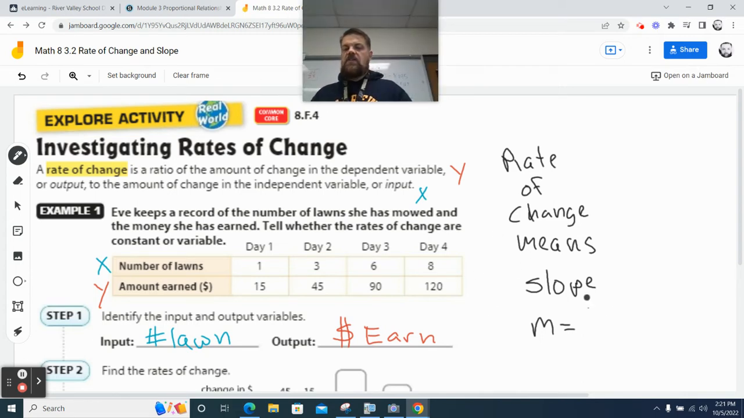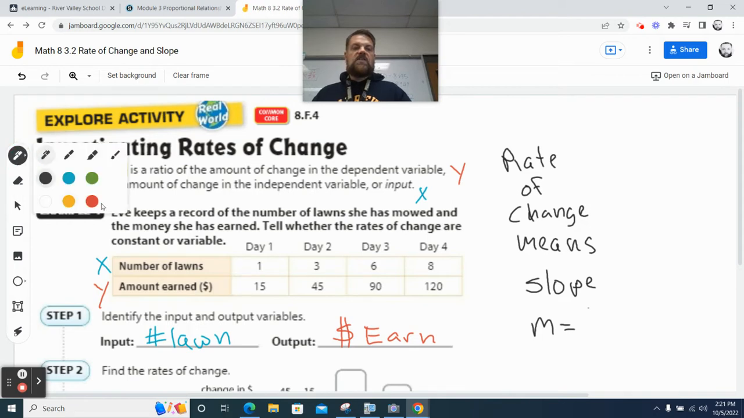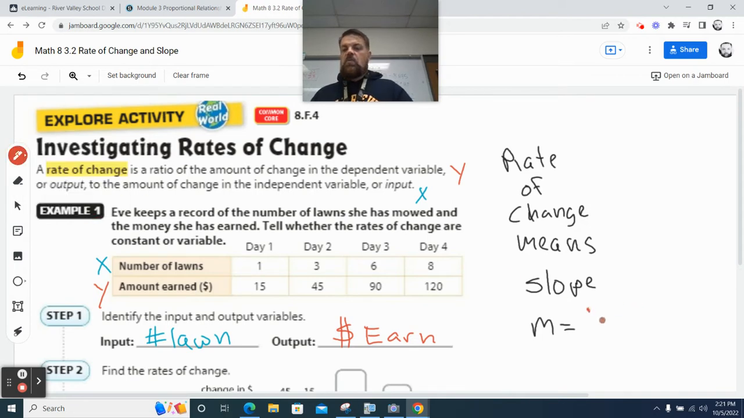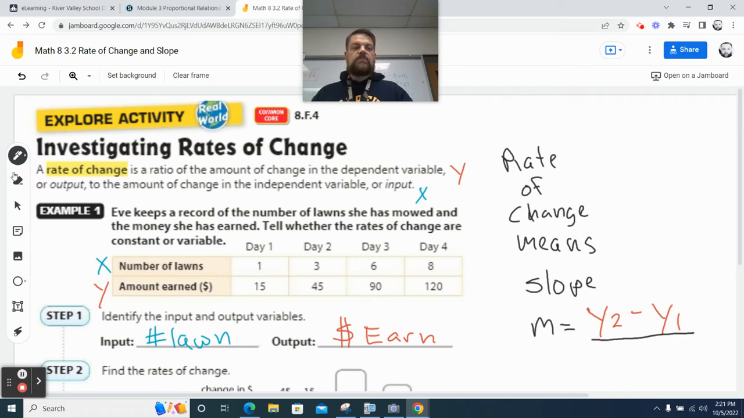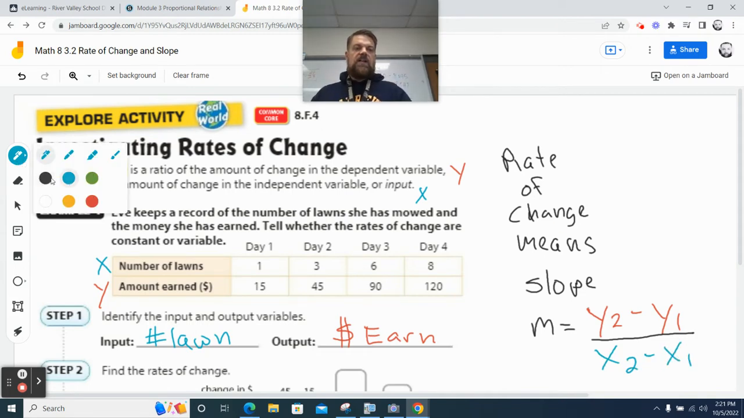So we're going to say, you ready for this one? This is the hard part. It's going to look confusing. y sub 2 minus y sub 1, all over x sub 2 minus x sub 1.